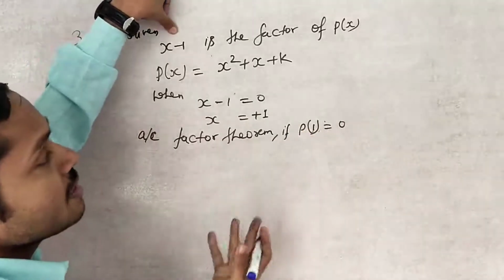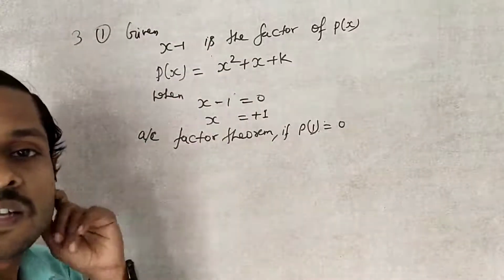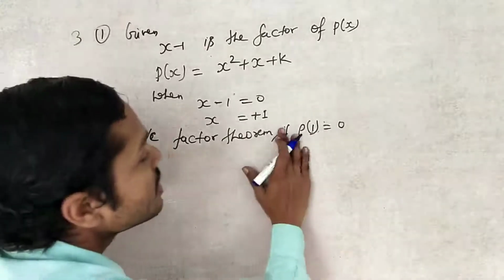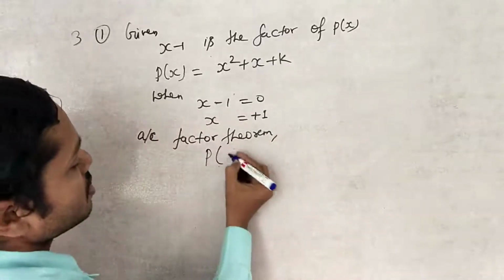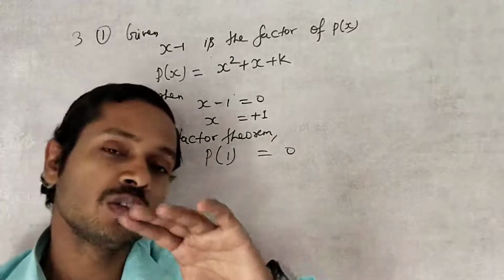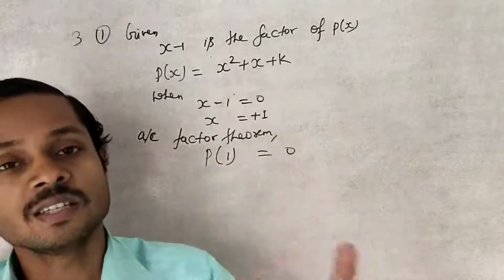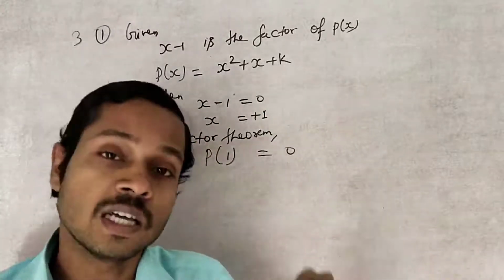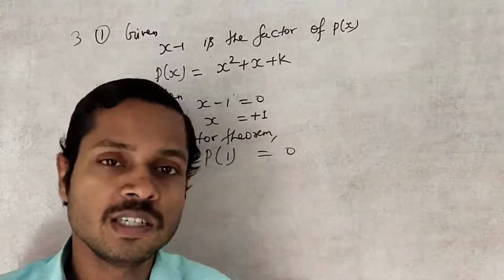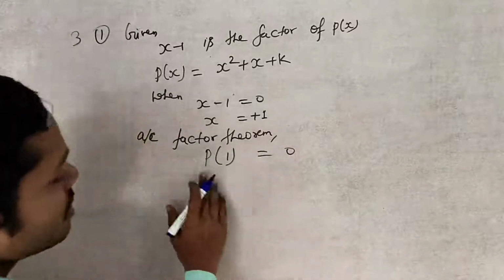So we don't need this here, because it is already given as a factor. So you write only according to the factor theorem, p(1) equal to 0. Why? Because in those questions you have to prove that it is equal to 0, but in these questions that is already given. Clear? Understood? So directly we can use it: p(1) is equal to 0.